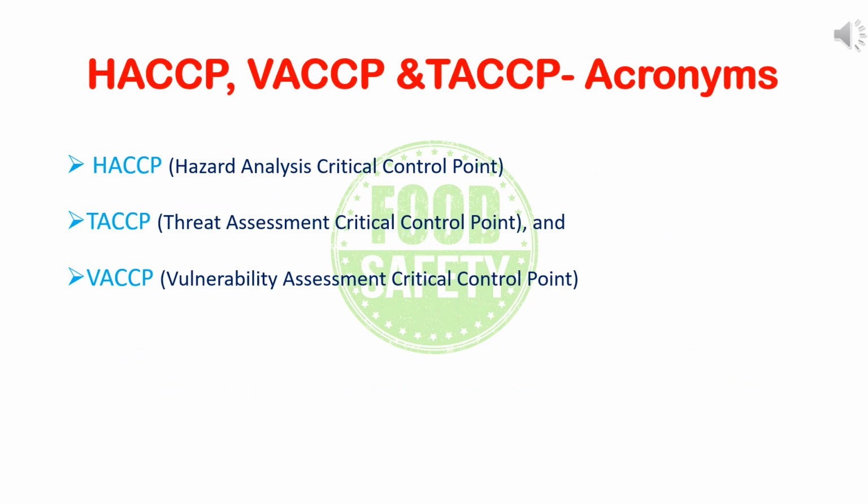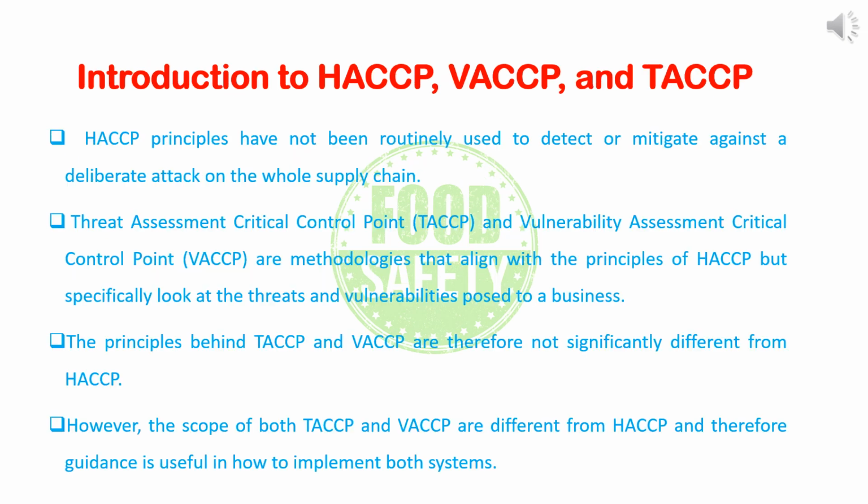Let's go through the acronyms of HACCP, VACCP and TACCP. HACCP is the Hazard Analysis Critical Control Point, TACCP is the Threat Analysis Critical Control Point, and VACCP is the Vulnerability Assessment Critical Control Point. Let's go through the introduction to HACCP, VACCP and TACCP. HACCP principles have not been routinely used to detect or mitigate against a deliberate attack on the whole supply chain.